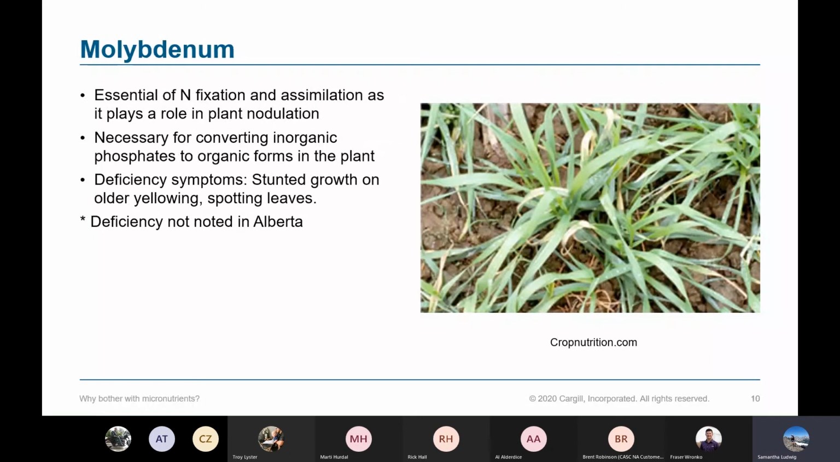Molybdenum is another micronutrient that we don't see deficiencies very often in Alberta thanks to how our soils are formed. It's essential for nitrogen fixation and assimilation, and it plays a really big role in plant nodulation overall. So often symptoms are seen more in your legume and pulse crops. It's necessary for converting inorganic phosphates to organic forms within the plant as well. And deficiency symptoms are often seen when you have stunted growth on older leaves, as well as yellowing and spotting.